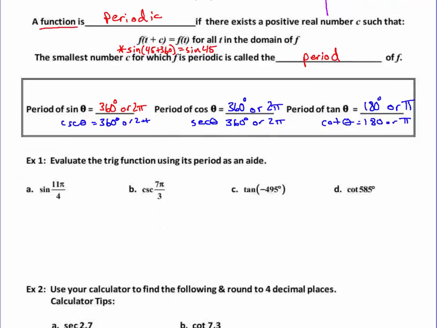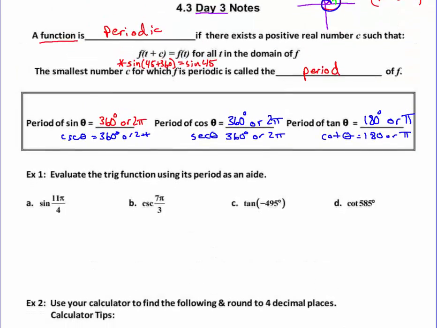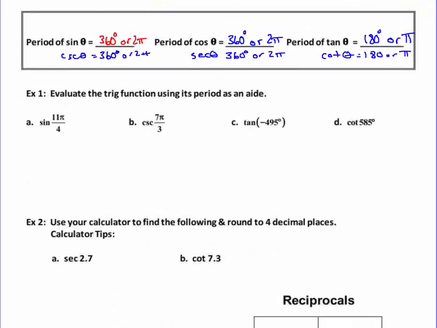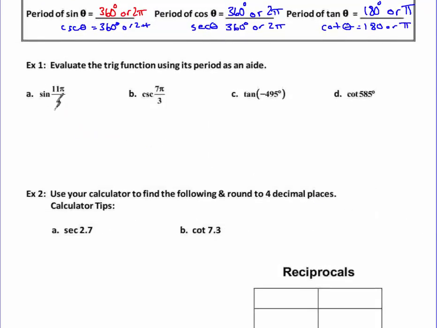Okay, we'll do some quick practice and you'll see this isn't that complicated an idea. Just remember the period is how many times we're going around. So we want to find the exact value of the sine of 11 pi over 4. If you think about just 11 over 4, that is 2 and 3/4, so it's 2 and 3/4 pi.